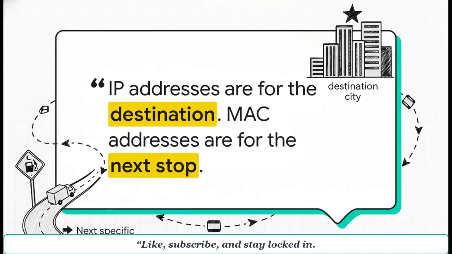You know, here's probably the clearest way to remember it. The IP address is for the final destination city. The MAC address is for the very next truck stop on the highway. One is about the ultimate goal, the other is all about the immediate next step.